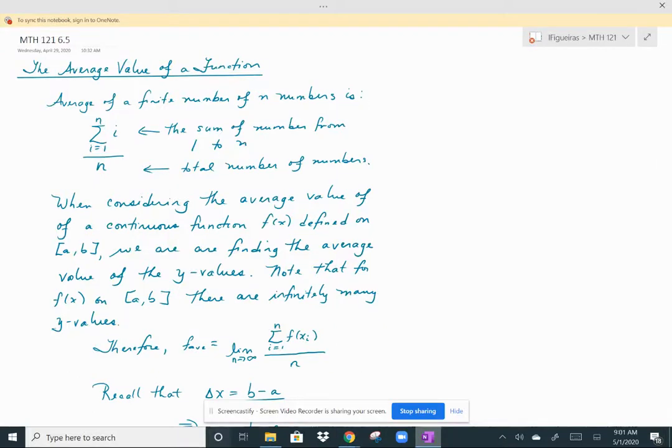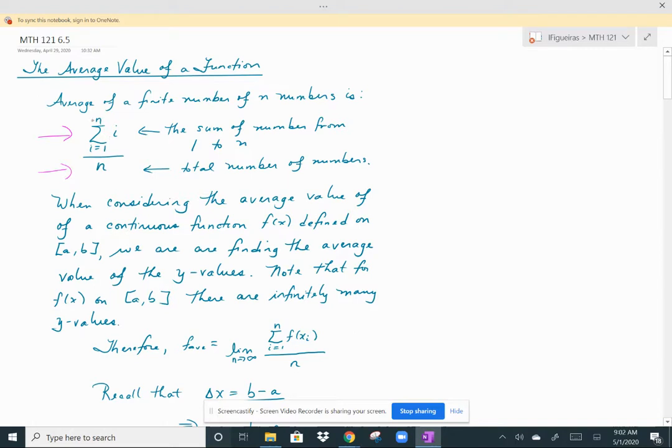Hi, this lesson is about the average value of a function, and later on we'll talk about the mean value theorem for integrals. So remember what you know about the average value of a finite number of numbers. Suppose we have n numbers from 1 to n. In order to compute their average, you would be adding all of the numbers from 1 to n and dividing by the number of numbers, which is n.